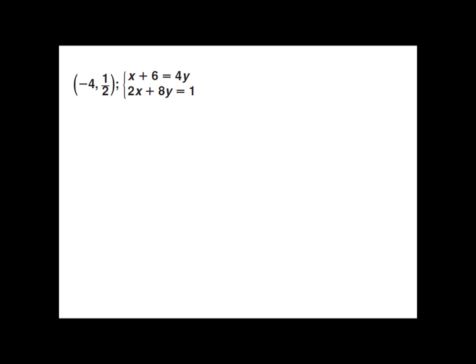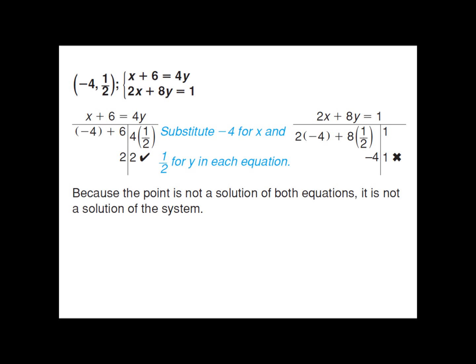So, is this point a solution for this system? That is, does negative 4 comma 1/2 work in both equations? Well, it works in the first equation. You plug in negative 4 for x, 1/2 for y, you get a true statement, 2 equals 2. Substitute it into the second equation and we don't get a true statement. We get negative 4 equals 1. So since the point is not a solution for both equations, it is not a solution of the system. Yes, it works in the first equation, but since it doesn't work in the second equation, it's not a solution for this whole system.